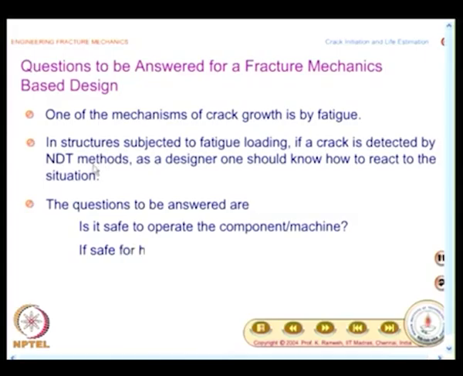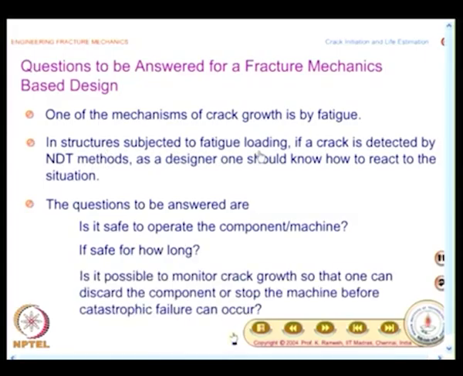The issue is, in structures subjected to fatigue loading, if a crack is detected by NDT methods, as a designer one should know how to react to the situation. And what are the questions that need to be answered? They are: is it safe to operate the component or machine? This is very important from a safety point of view. If safe, for how long?